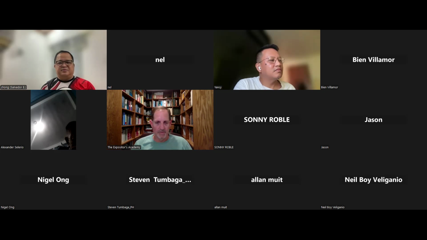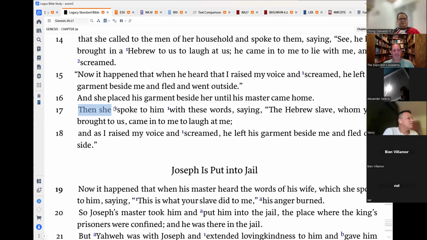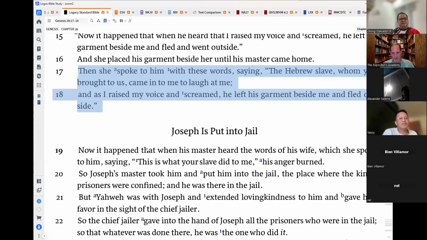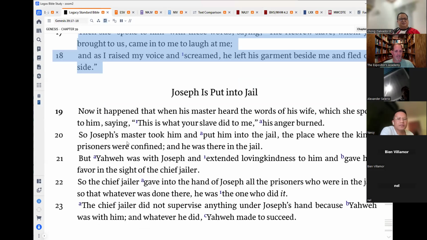All right, then we'll go with that. Let's see, what about the next scene? So if we look at, say, verse 17 as the next scene where her husband comes home and she tells him her side of the story, where do we see now a shift in the next scene?